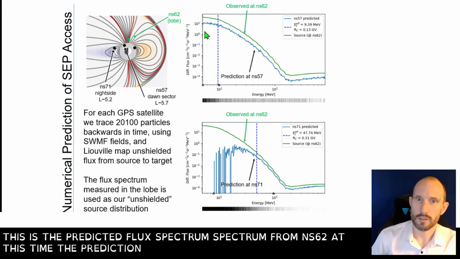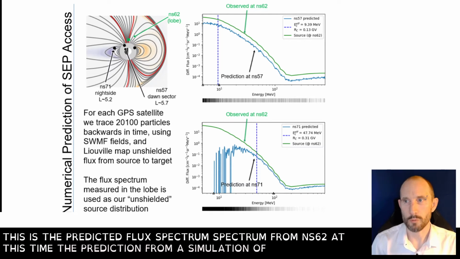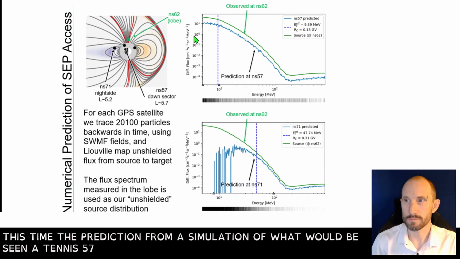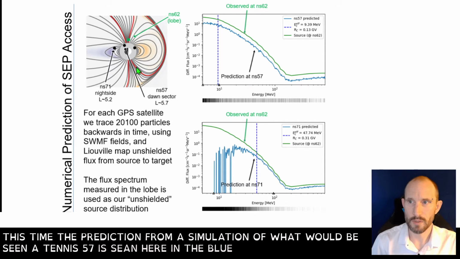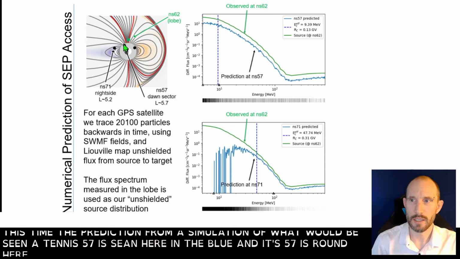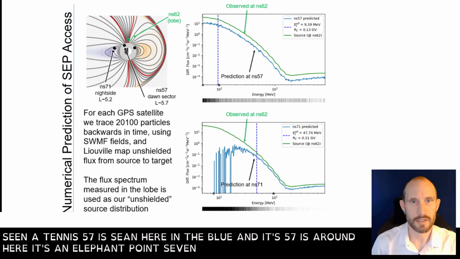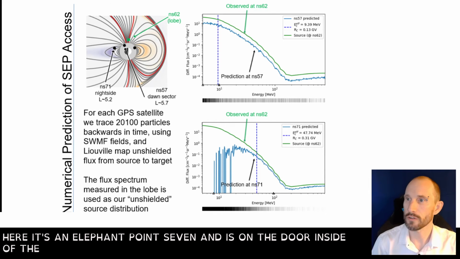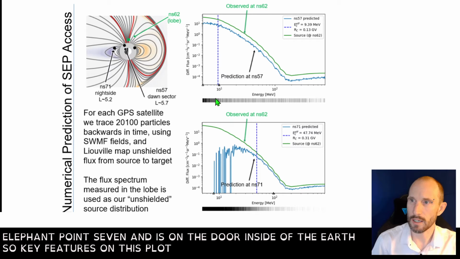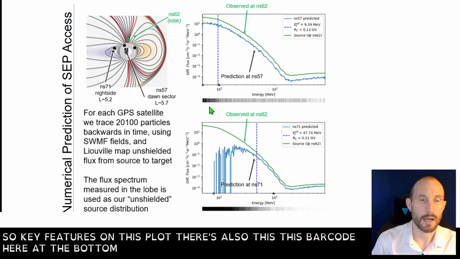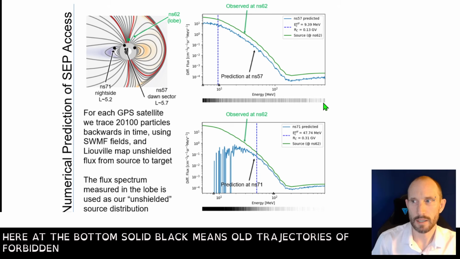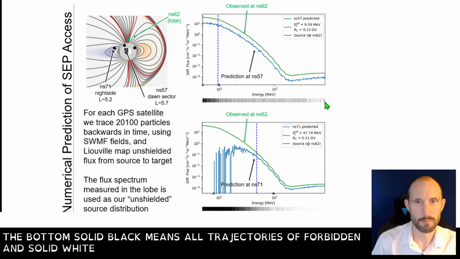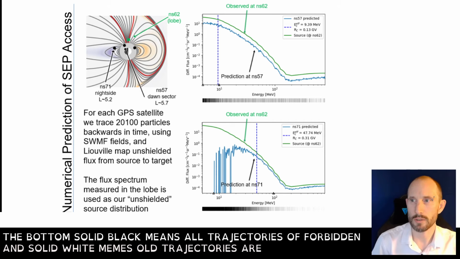The prediction from our simulations of what would be seen at NS57 is shown here in the blue. And NS57 is around here. It's at an L of 5.7, and it's on the dawn side of the Earth. Okay, so just key features on this plot. There's also this barcode here at the bottom. Solid black means all trajectories are forbidden, and solid white means all trajectories are allowed.